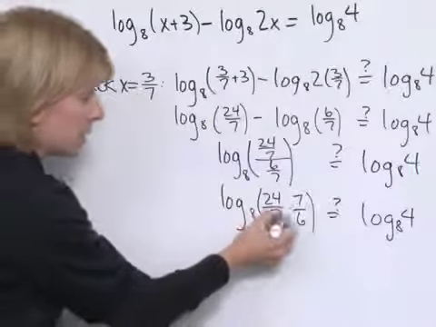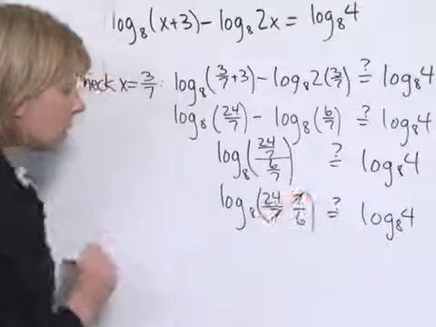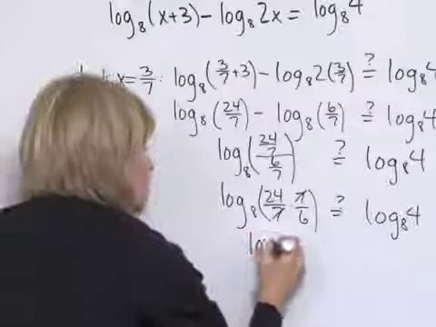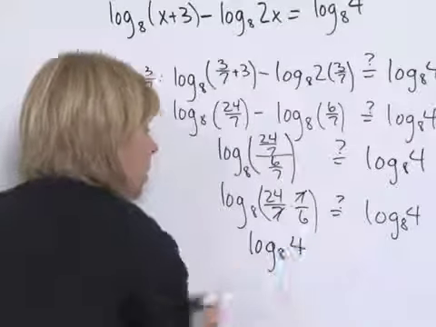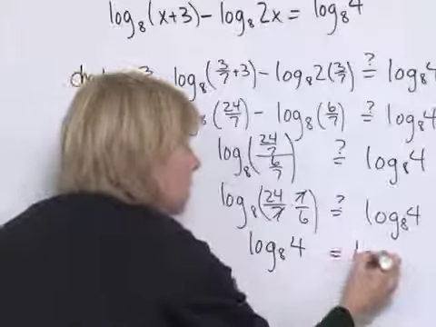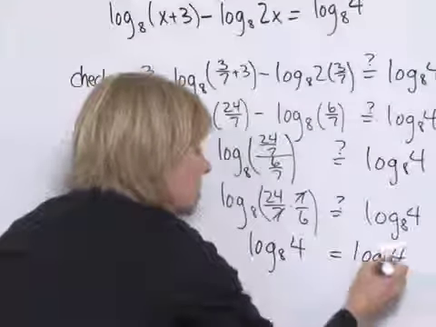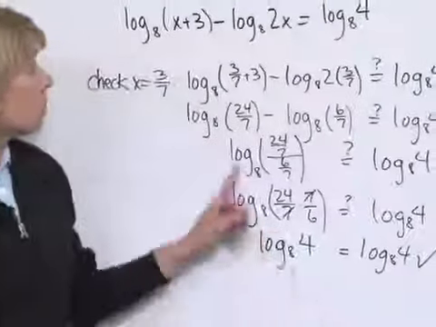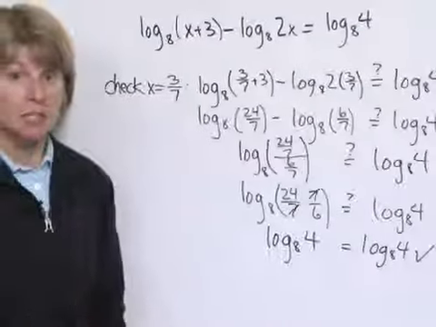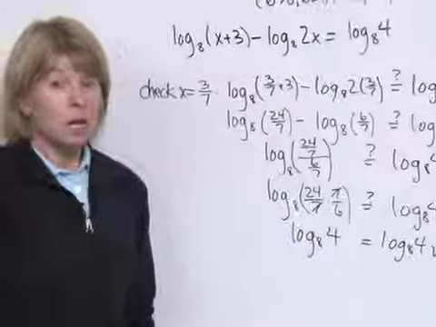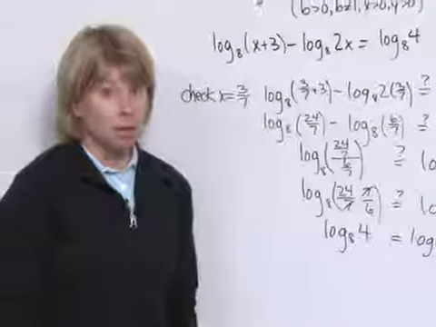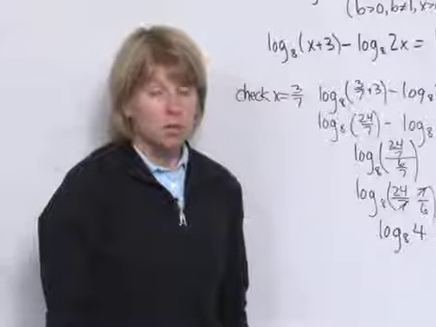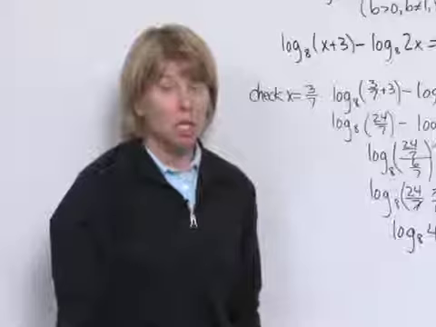And we can see that our 7's divide out, and 24 over 6 is 4. So we do end up with log of 4 base 8 equals the log of 4 base 8. So we got a true statement, and so we know x equals 3/7 is the solution. Remember the helpful hint when solving logarithmic equations. Try and use properties and rewrite the equation so that you've got one logarithmic expression on each side.